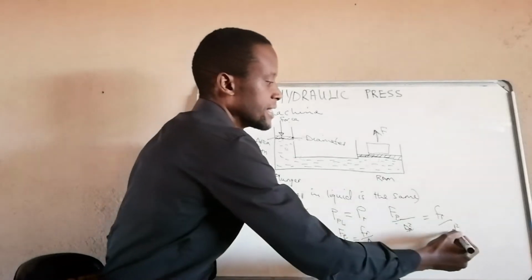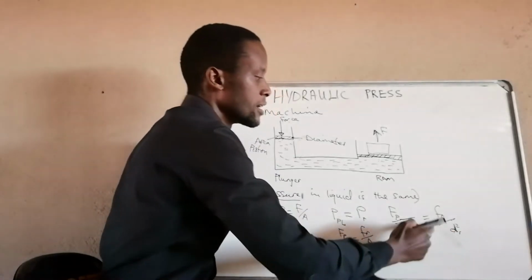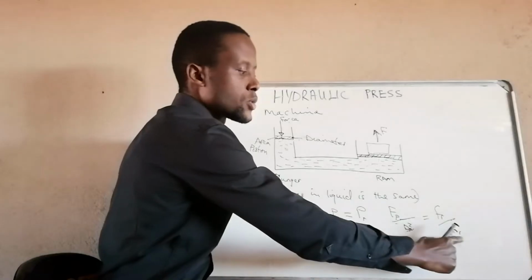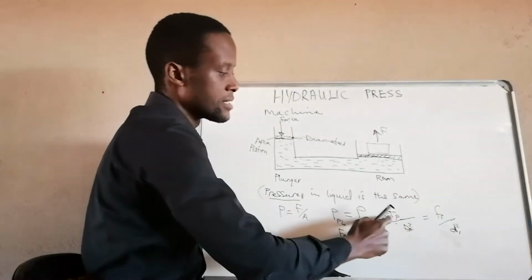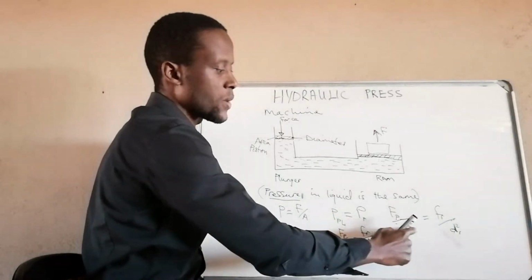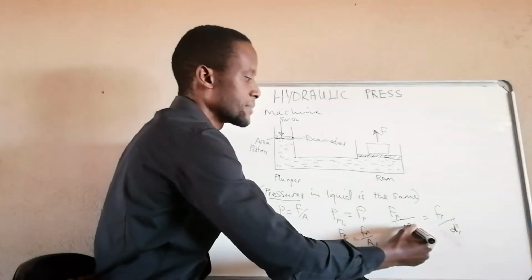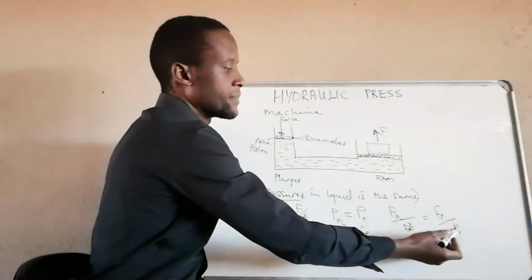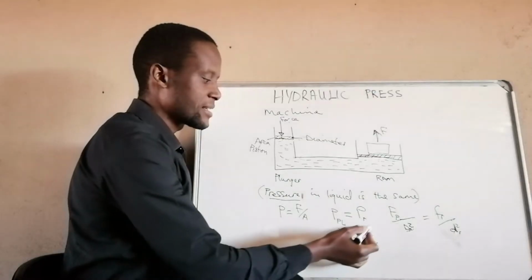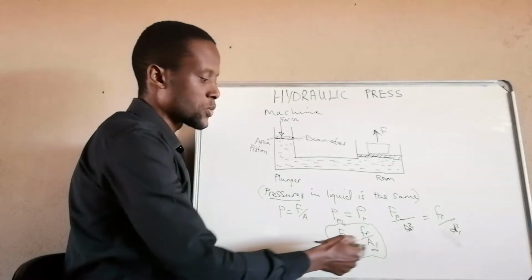What we have is the diameters only. So the force over the diameter square on the ram is equal to the force over the diameter square on the plunger. When you're using diameters, you have to square the diameters. But if you're using the areas, there is no need to square the areas.